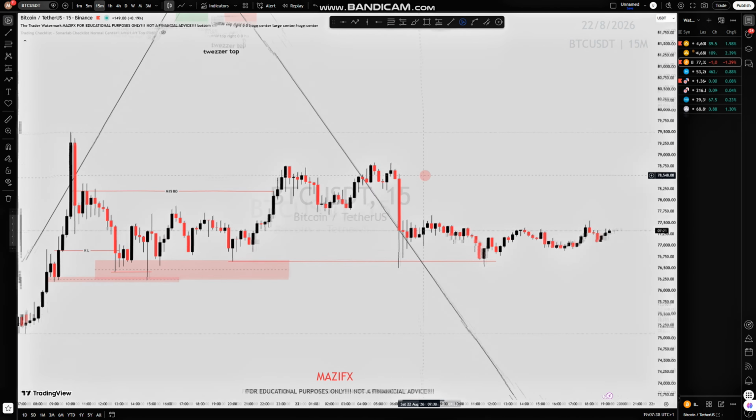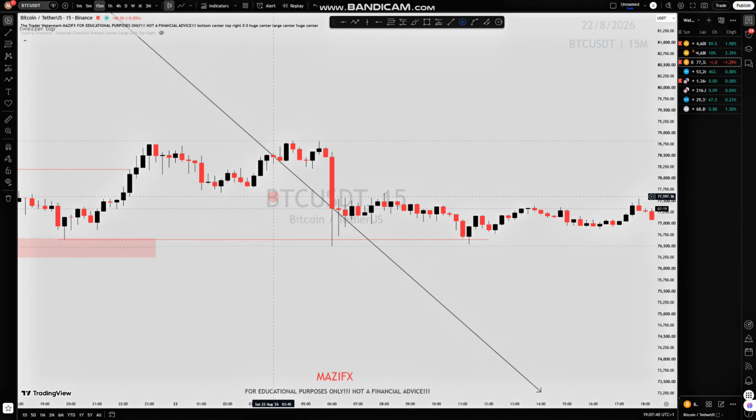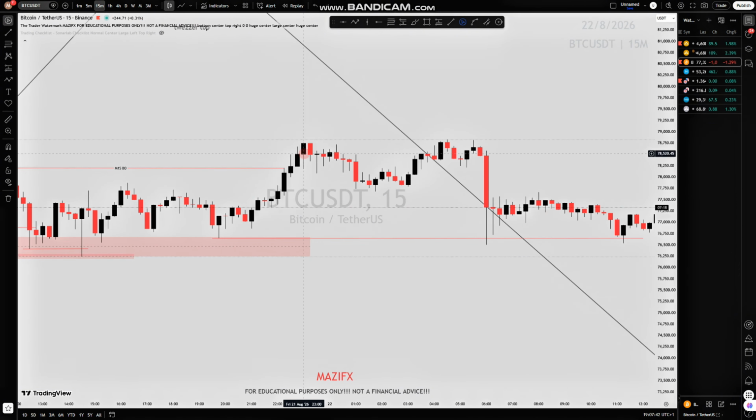I can see one here. Oh, beautiful. I will not stress over it. Look at this. This is what I call a tweezer top. You see? Just at that point, the momentum is directly proportional. And what happened? Price started pushing to the downside. Okay? This is a tweezer top.